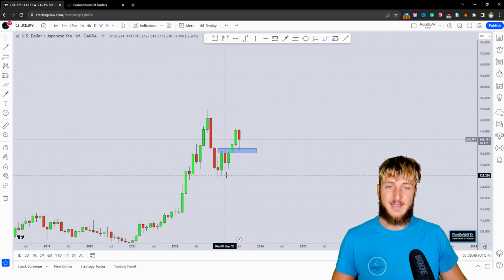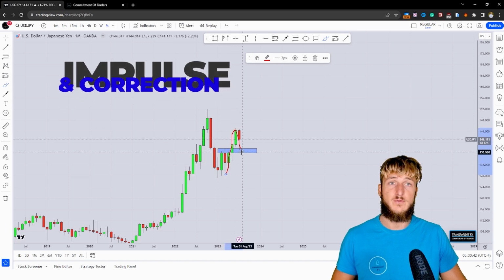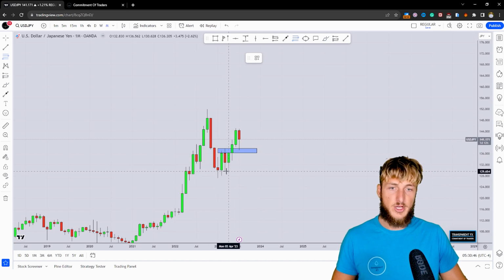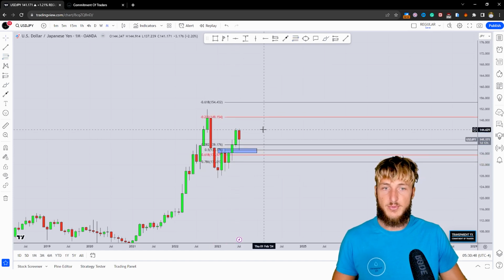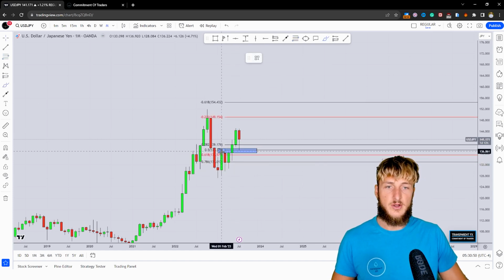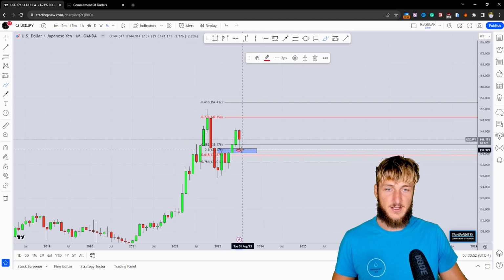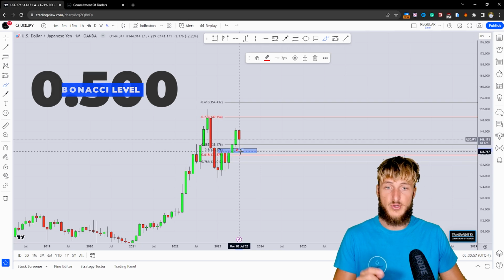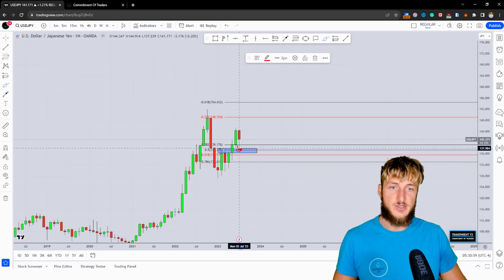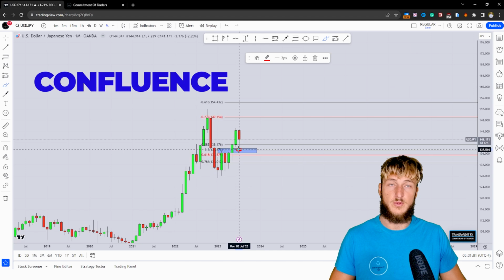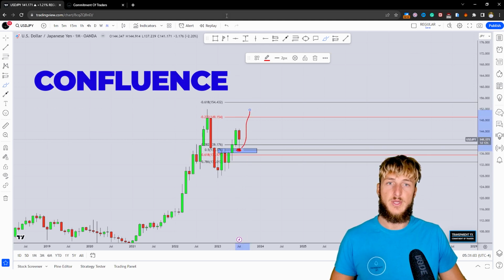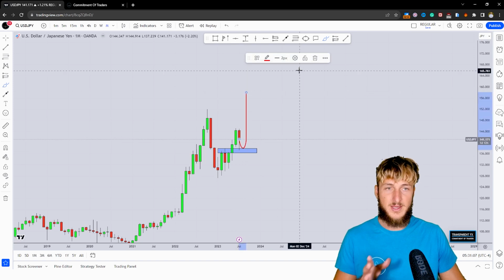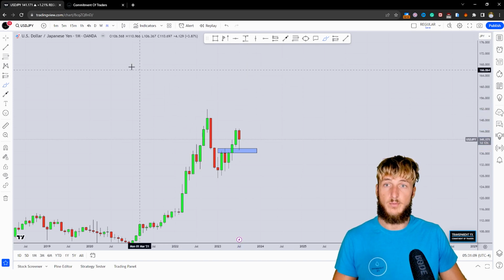We can also notice that as we have an impulse and a correction, if we want to measure this correction after the impulse, we have to take our Fibonacci from the low to the high of the impulse leg. And if we do that, we can see how the market went and tested exactly the 50% retracement, which was in fact lining up precisely with this previous resistance turned support, creating a confluence of support at this level, which we could in fact expect this market to reject to the upside. So also here on the monthly, everything looks quite bullish.